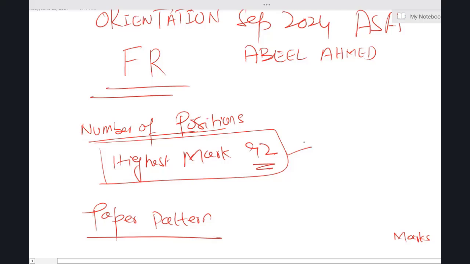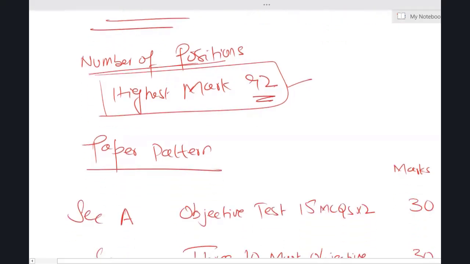Let's see. I'm expecting someone from you in this attempt. I'm confident that someone is going to break this record. Obviously, records are made for someone to break them. So let's see who is going to break the record of 92 marks.